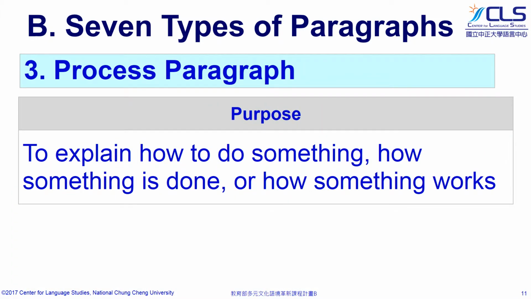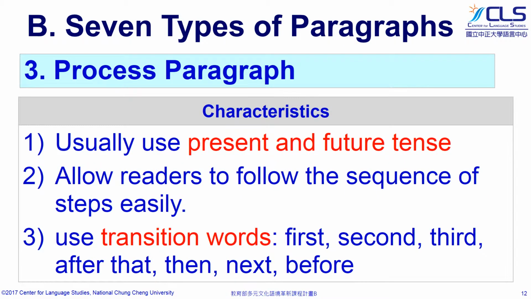To explain how to do something, how something is done, or how something works, a process paragraph can be used. And in a process paragraph, present and future tense are most often used, and it's important to allow readers to follow the sequence of steps easily. So transition words like first, second, third, after that, then, next, and before are usually used.